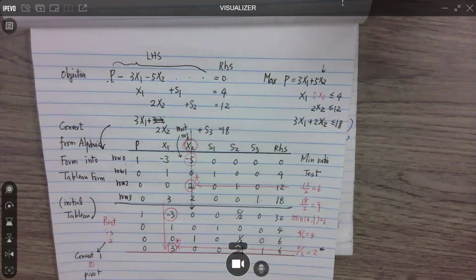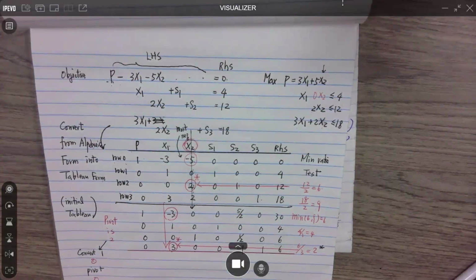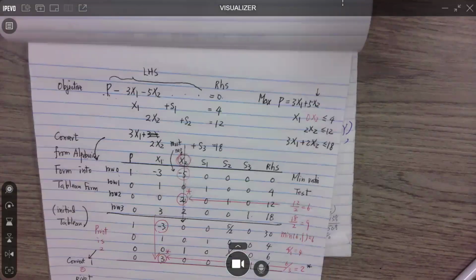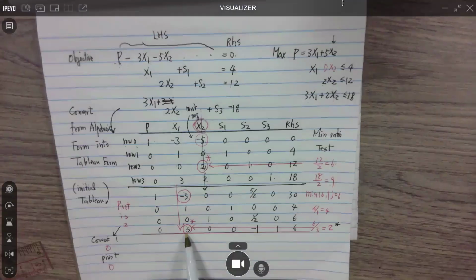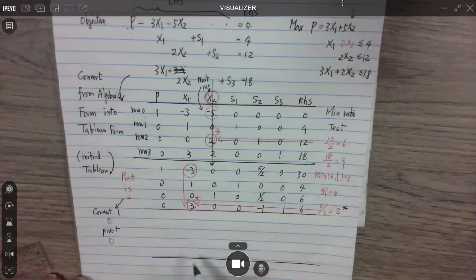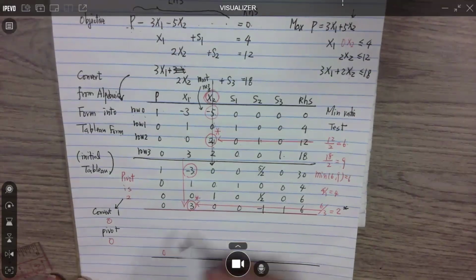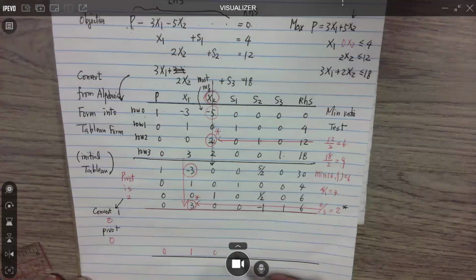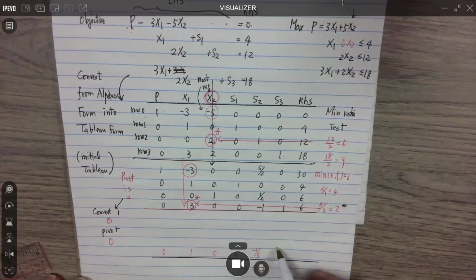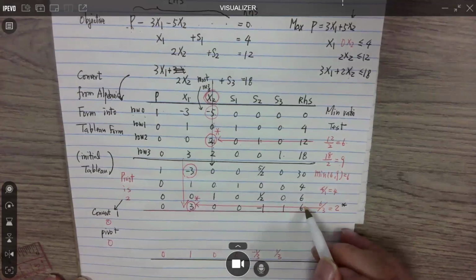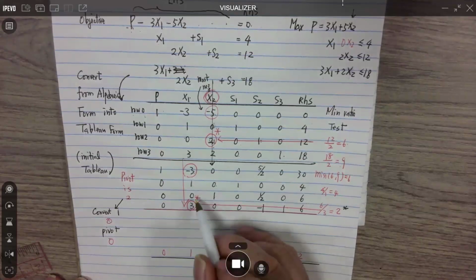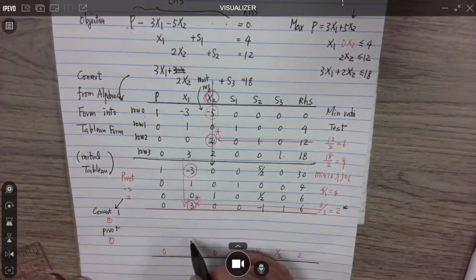Do you still remember how you deal with a pivot? Pivot needs to be what? Pivot needs to be converted to 1. So this one is converted to 1, divided by 3. So this is 1. This is 0. This is 0. This is 0. Divided by 3, minus 1 over 3. Divided by 3, 1 over 3. Divided by 3, this is 2. And this one is already 0, so nothing you need to do. Just copy it.